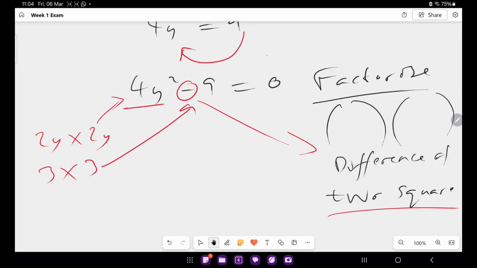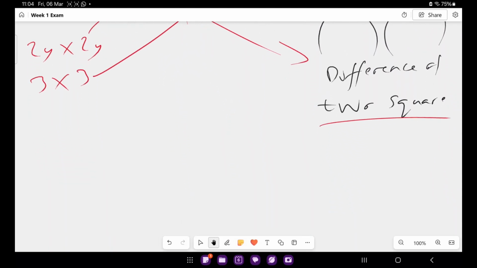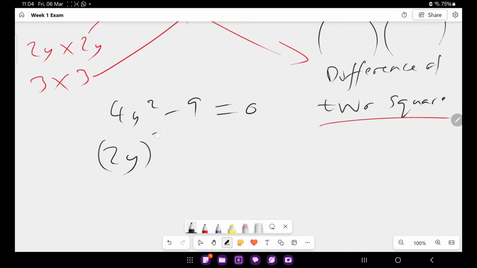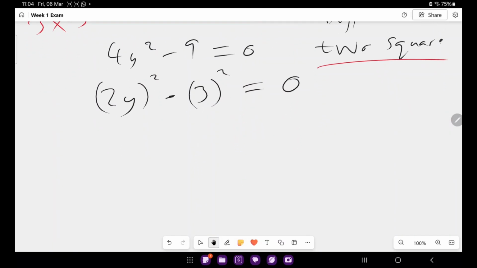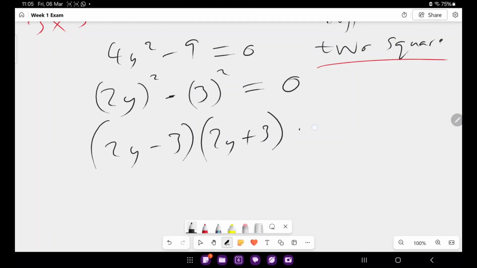So now that we have realized that the difference of two squares can happen, let me just write it down first. I write (2y) to the power 2 minus (3) to the power 2 is equal to 0. So now we are going to factorize using difference of two squares. It becomes (2y minus 3)(2y plus 3) is equal to 0.